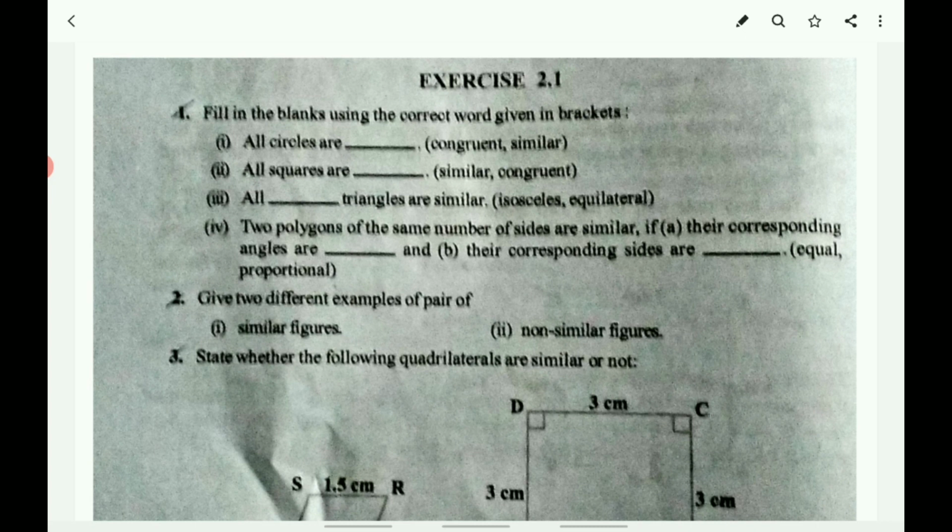Next, all dash triangles are similar. You know that all equilateral triangles are similar. Fourth question: two polygons of the same number of sides are similar if their corresponding angles are, you know that they are equal. Corresponding angles are equal and their corresponding sides are, here there are two words, proportional. Corresponding sides are proportional. They must be in the same proportion.